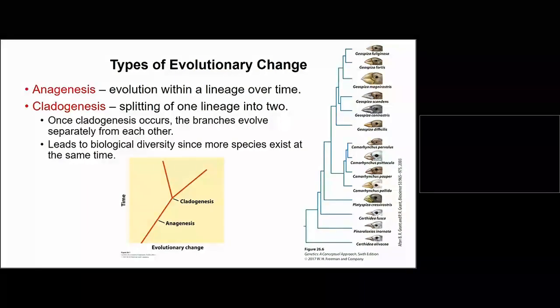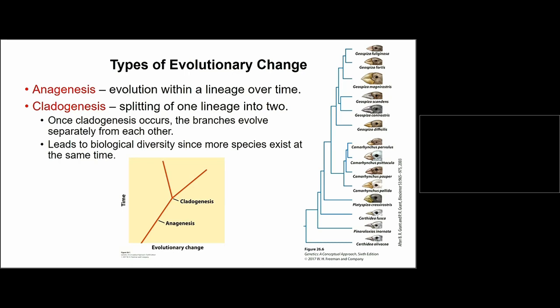Cladogenesis is when your tree branches. So when the tree branches, that means that we've had a speciation event, and now this one species has become two species, right? The point at which the speciation event occurs is typically called a node. So these branches lead to more diversity. So we have more species existing at the same time.